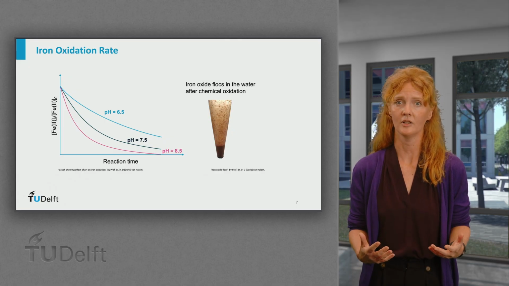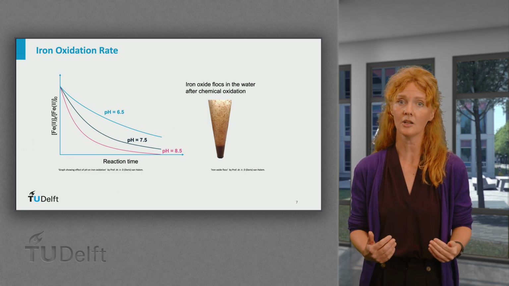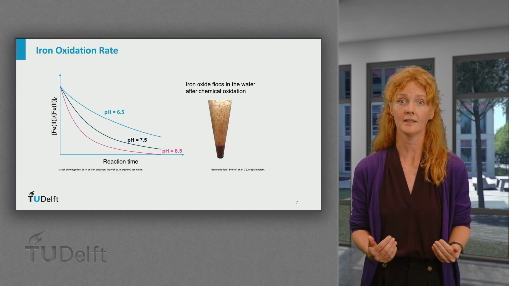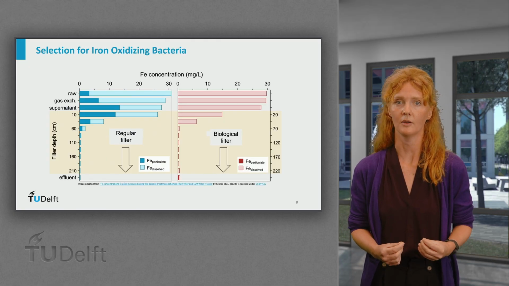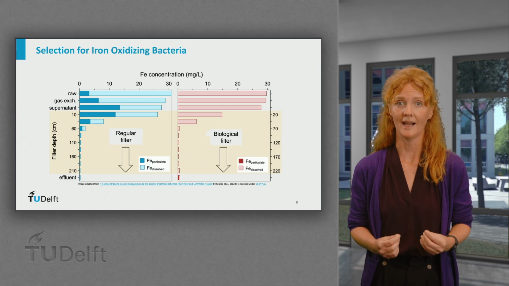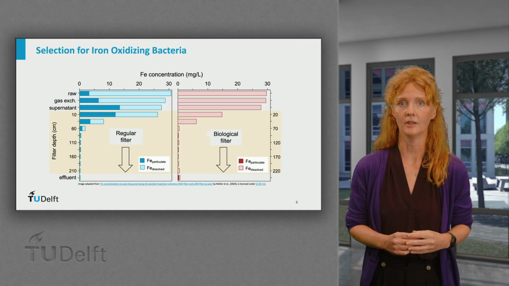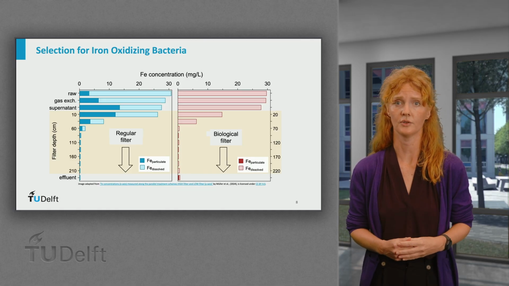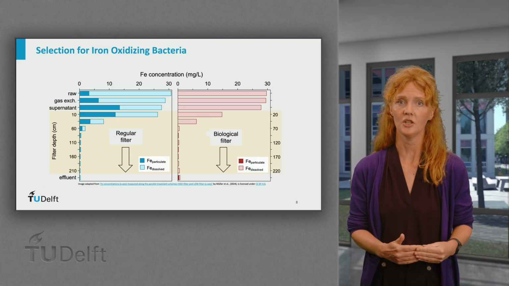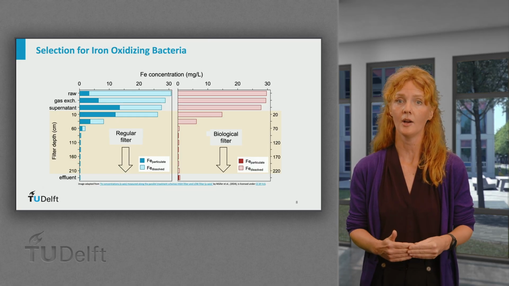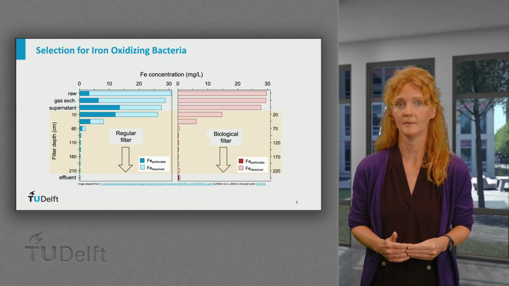The past years, however, there has been increasing acknowledgement of the contribution of iron oxidizing bacteria, like Gallionella and Leptothrix, in sand filters. To select for the growth of iron oxidizers in biofilters, we need to slow down chemical oxidation by maintaining a lower pH, close to 7, and a lower oxygen concentration. By doing so, we avoid chemical iron oxidation in the supernatant, so the iron will enter the filter bed as the reduced iron 2+ species.